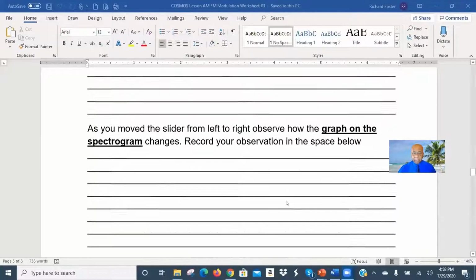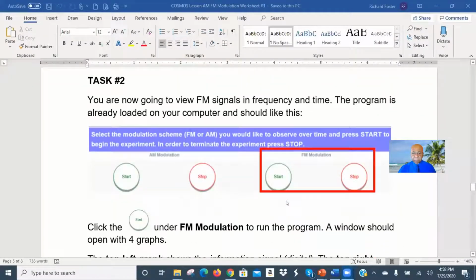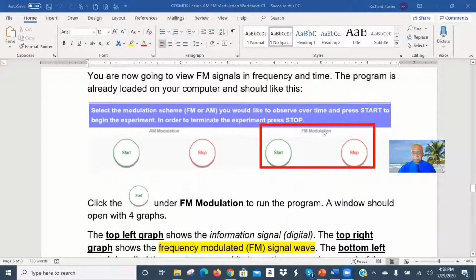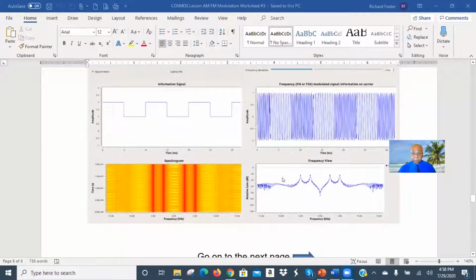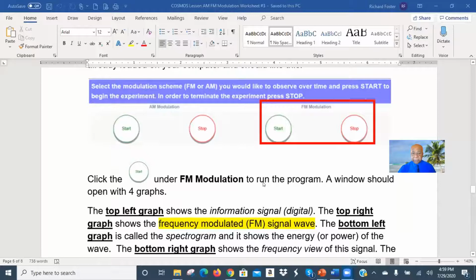So we're back at our handout. So here is frequency modulation, start button, stop button. When we click the start button, we're going to see this graph now. And we're going to move the slider, and you're going to observe this graph and this graph. Observe the changes, and you're going to record in these two. And then I'm going to put the slider back to 0, do it one more time, and you're going to observe the changes in this spectrogram. Okay? So let us get to our toolkit.